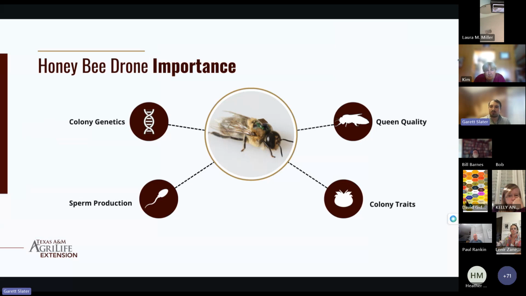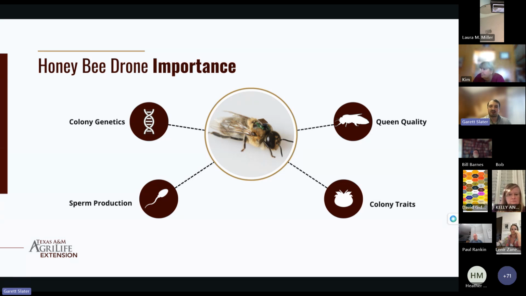So, why are drones important? There's really four major reasons why drones are important. Number one is the colony genetics. Within a colony, 50% of the genetics are from the queen because the queen is the only individual that's laying eggs, and she's laying about 1,000, 2,000 eggs per day during maximum colony size.